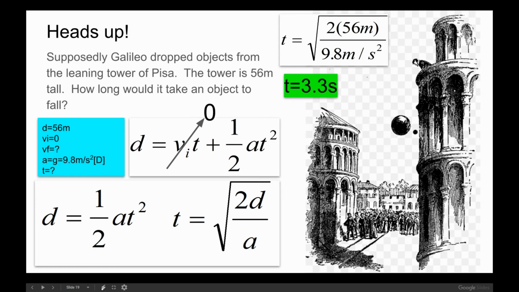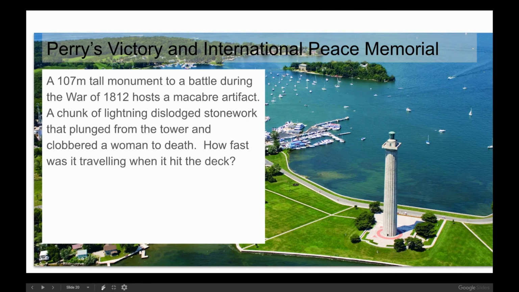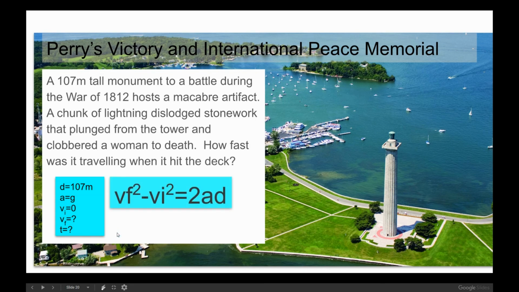30 seconds? I've made a mistake. Here's Perry's Victory monument, and the poor woman that was hammered by the stone from the upper deck. So we have a 107 meter high tower. Gravity is g, the initial speed is 0, and we want to know the final speed, and we don't have time. There you go. No time in the problem.